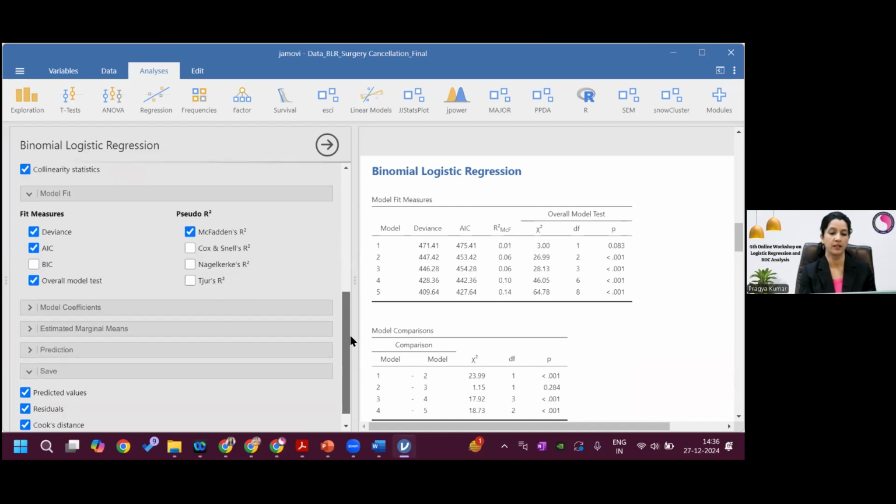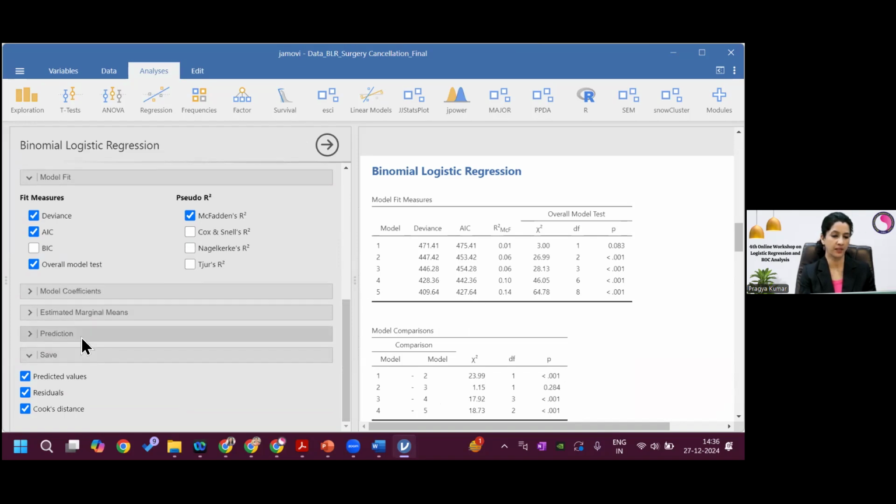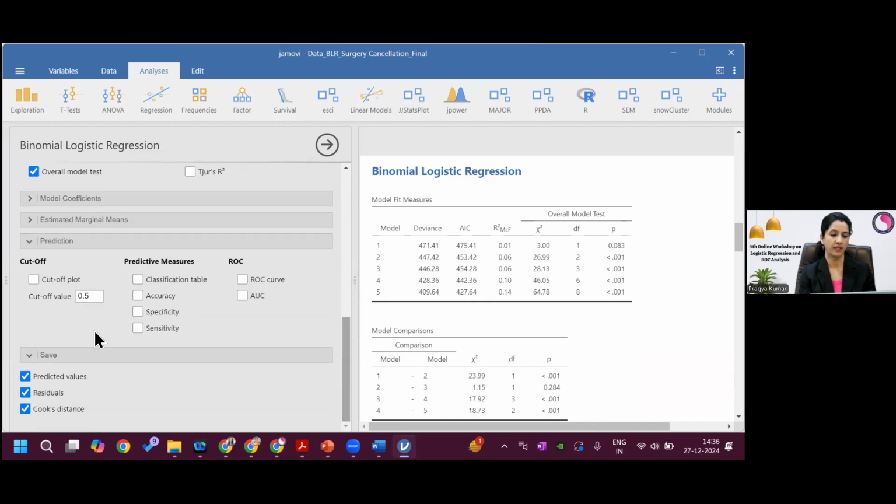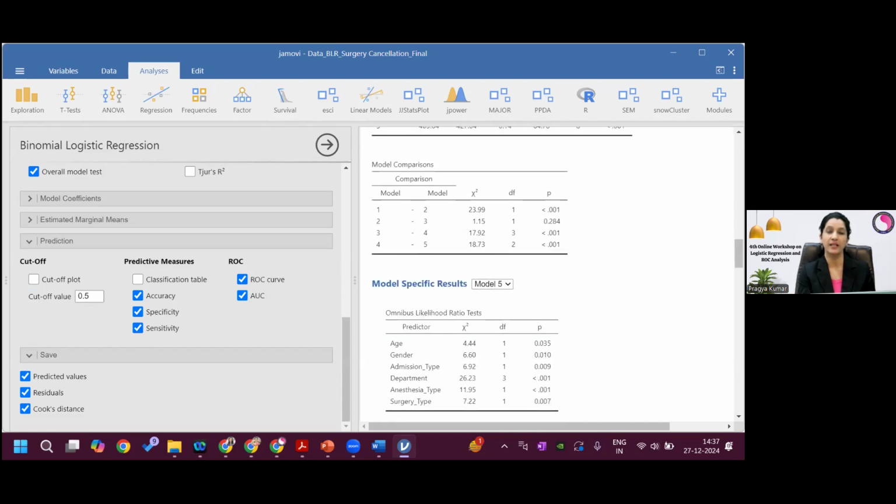And regarding correct classification, that comes with the option of prediction. There's an option of prediction you can see here where there is a cutoff point. This is 0.5, which we have discussed: anything 0.5 and more is taken as positive. The predictive measures like classification table, accuracy, specificity, and ROC curve, if you click these, it will give you the accuracy at the 0.5 cutoff. If you click all these, you can see that it will give you the ROC curve and AUC also. That we will discuss once we learn the ROC, but since it has come across in the result section, I'm just demonstrating it.